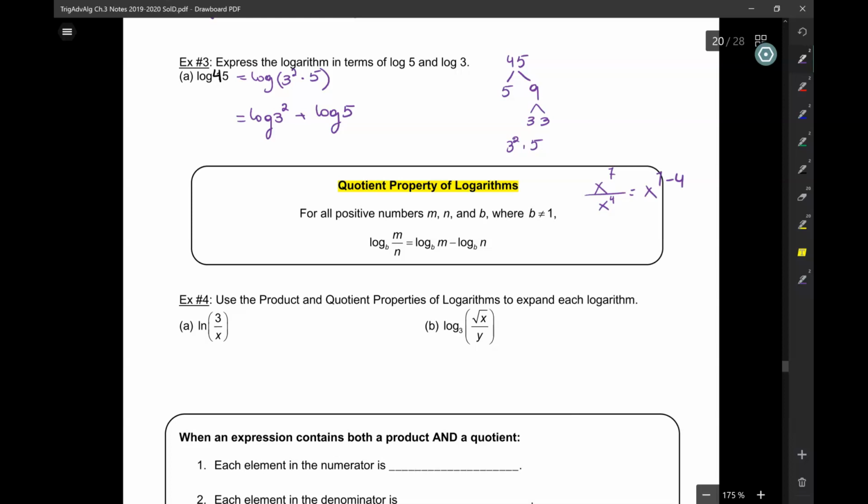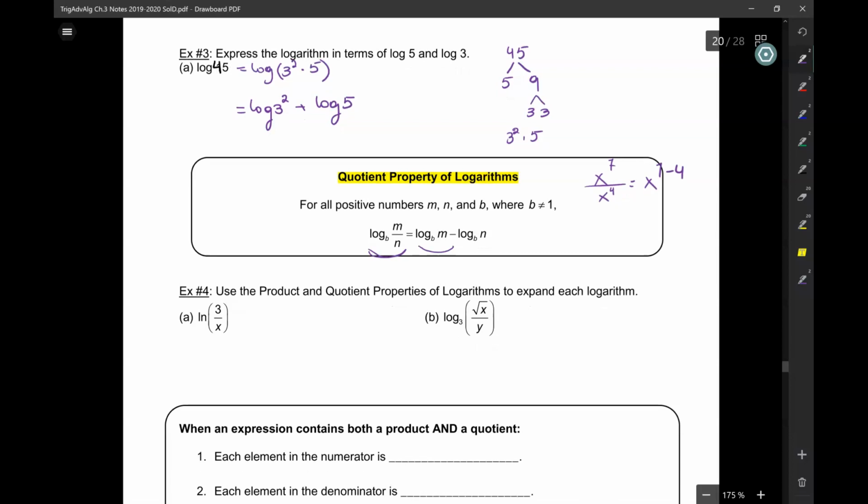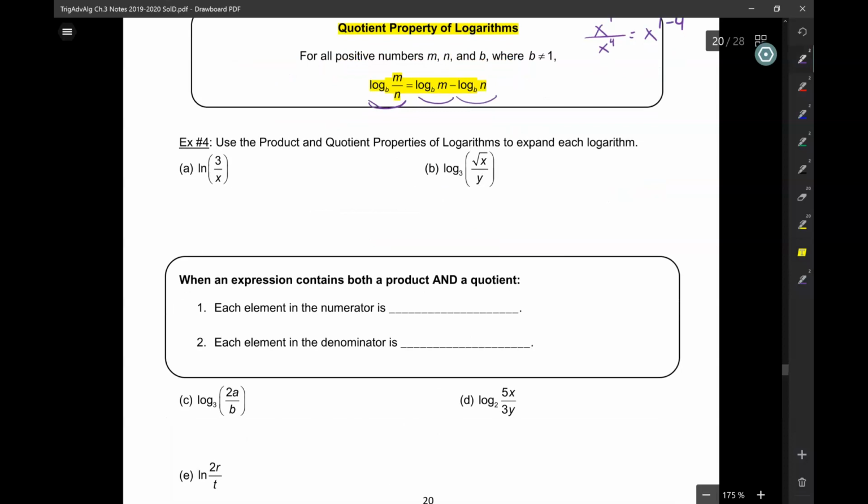So, if this here is asking you, what is the logarithm of m over n? What is the exponent when you're dividing two things, right? Well, the exponent is you take the first exponent minus the second exponent, right? So here, if I were just asking you what is the exponent in this operation, x to the 7 over x to the 4, the exponent is 3. You do 7 minus 4, 3. So that's what this is telling you. So when you have the quotients, you have to subtract the logarithms.